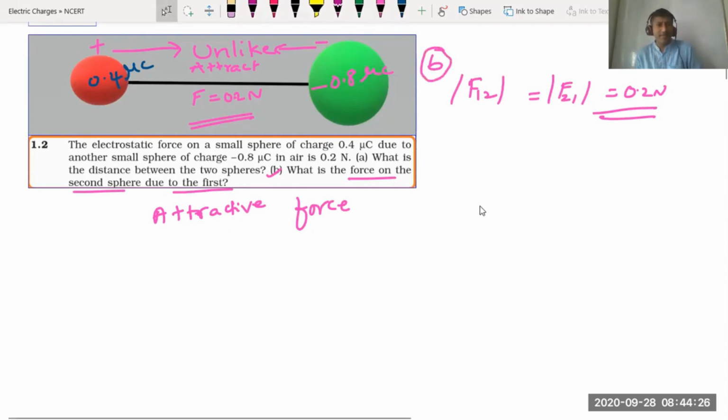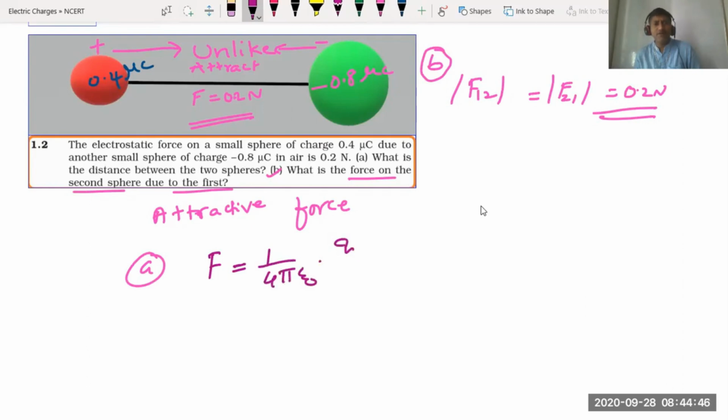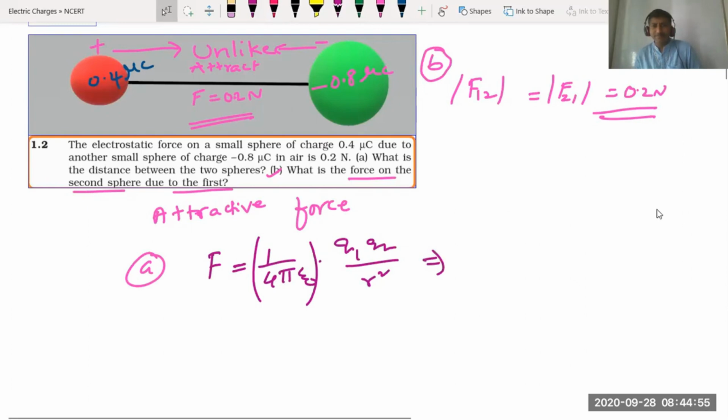Next, coming to the A bit: what is the distance between the two spheres? From the basic formula we can write it, no? What is the basic formula here? According to Coulomb's observations, the force magnitude is 1 by 4 pi epsilon naught q1 q2 by r square. So the distance r is to be calculated from this. Here only I will substitute, then we'll get the r value.